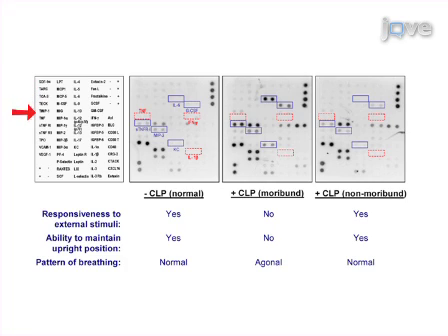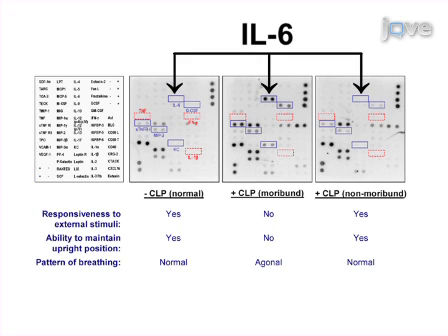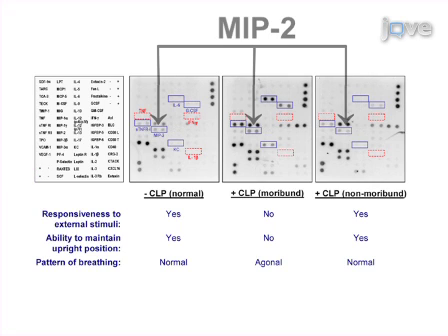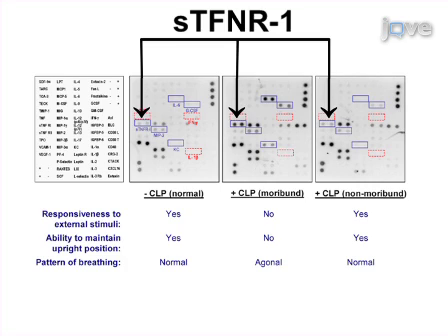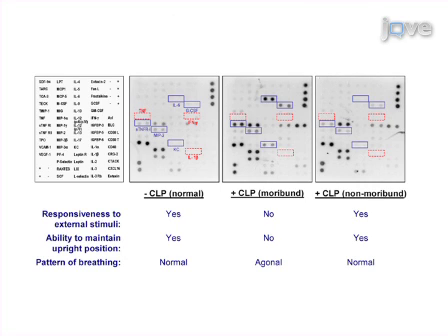Comprehensive surveys of circulating cytokines revealed dramatic differences in levels of several cytokines, including IL-6, Kc, MIP2, and sTNFR1, between mice in the moribund and non-moribund states. Notably, these inflammatory mediators have been classified as surrogate markers of sepsis because their circulating levels are reliable predictors of lethal outcome in experimental or clinical sepsis.